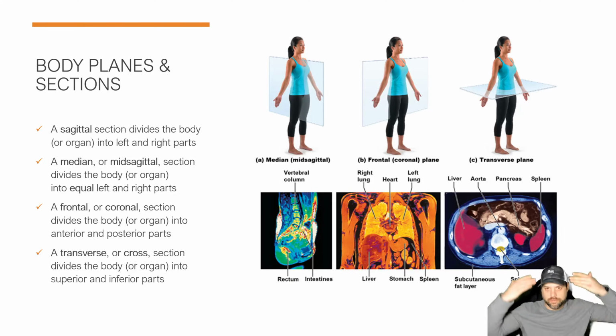Coronal or frontal section is dividing you into front and back halves, or front and back sections. And then the transverse is the cross cut that divides you into top and bottom sections. Okay.